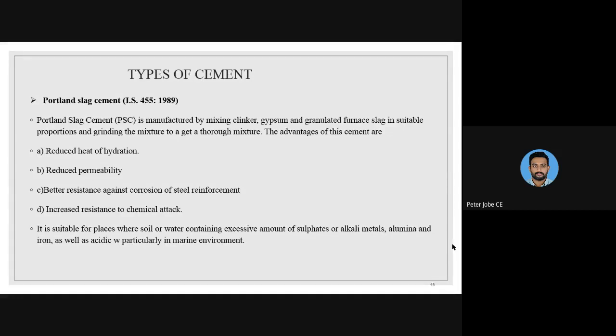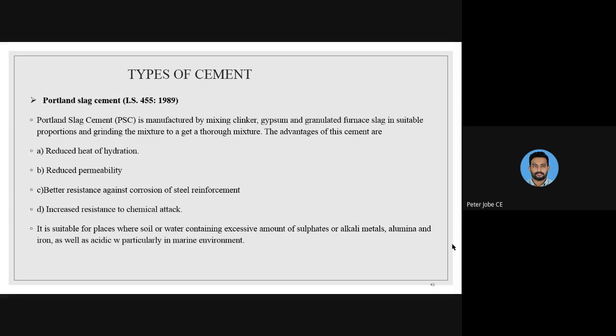So let us see what is meant by slag. Portland slag cement is manufactured by mixing clinker, gypsum, and granulated furnace slag in suitable proportions and grinding the mixture to get a thorough mixture. Clinker, gypsum, and granulated furnace slag.